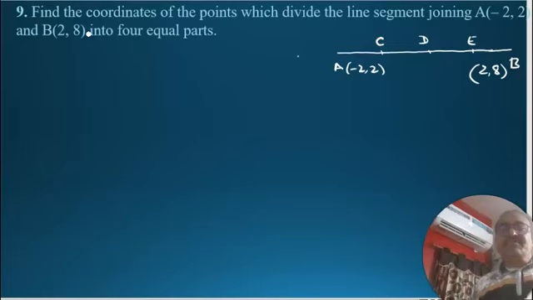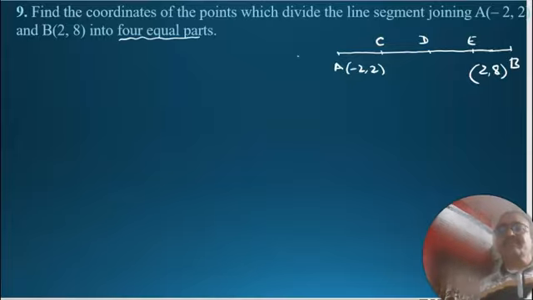Find the coordinates of the points which divide the line segment joining A(-2, 2) and B(2, 8) into 4 equal parts. Let us suppose this is point A and this is point B. AB is the line segment, and we need the coordinates of the points which divide it into 4 equal parts. See, this is 1, this is 2, this is 3, total 1, 2, 3, 4. AB is divided into 4 equal parts.